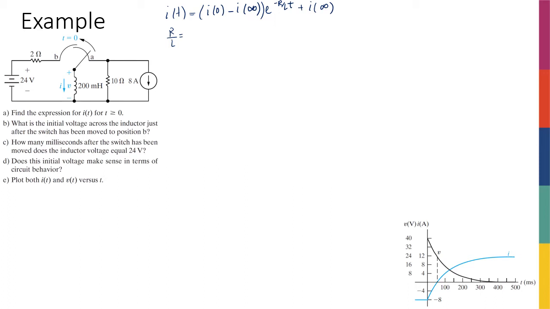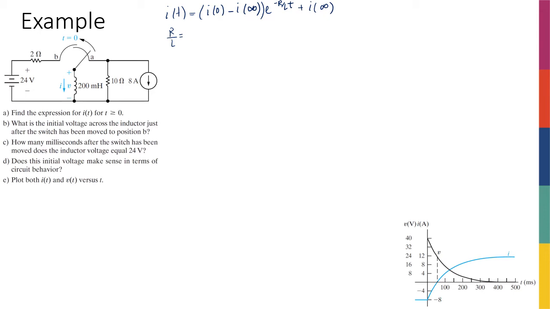So before t equal to 0, the inductor is connected to terminal A, so it's connected in parallel with the 10 ohm and the 8 amp current source. After the switching, the inductor is in series with the 2 ohm and the 24 volt voltage source, right? So before switching, I have a resistor and source connected to it. After switching, I also have a resistor and a source connected to it. However, as I mentioned before, we care about after switching to determine if this is a step response or a natural response situation. After switching, I have a source, so it is a step response.